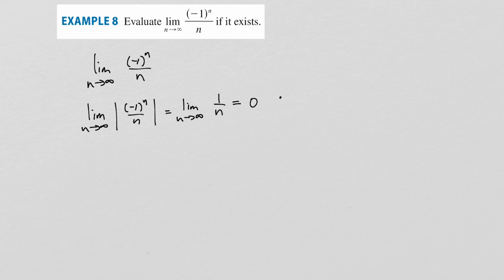Now, we had a theorem earlier that said if the limit of the absolute value of a sequence is 0, we can therefore conclude that the limit of the sequence without the absolute value also must be 0. So this limit is 0.